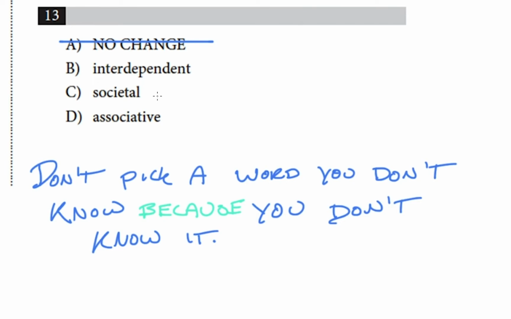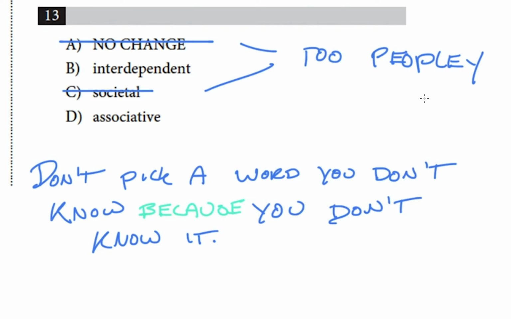Choice C, societal, is our last choice to look at, since we already knocked out associative earlier. And like interpersonal, societal has, for me, too much of a human civilization connotation to it. Beavers may have a society, but we're not just talking about beavers on their own. This passage is about how beavers relate to a broader ecosystem made up of trees and sticks and streams. And these things can't have societies because they are not social animals like beavers or humans. So I'm going to cross off C for the same reason as A, because it's too people-y. And that leaves us with interdependent and associative. While I couldn't tell you with great certainty about every possible meaning of the word associative, I do feel quite confident that interdependent has the connotation that we're looking for. And that means that interdependent is our choice.